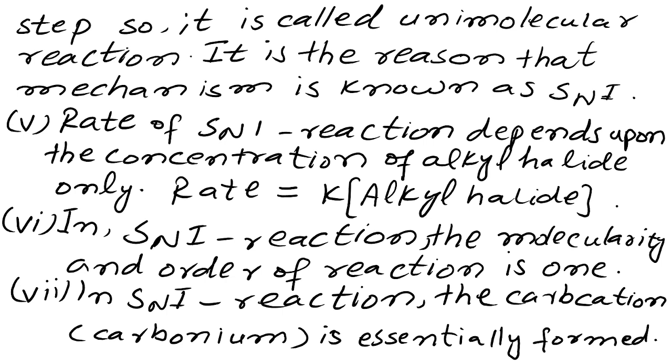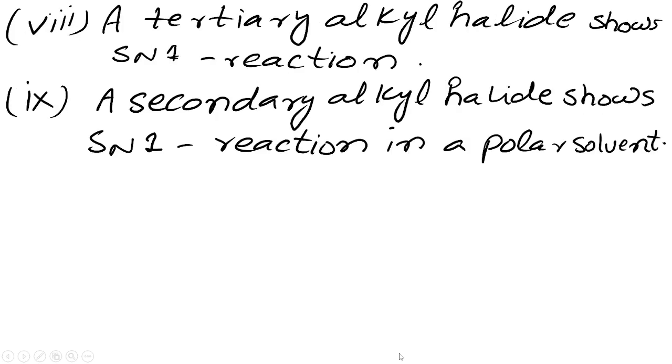Number 6, in an SN1 reaction, the molecularity and order of reaction is 1 because only one molecule takes part in the slow step, and that is the rate determining step. We can define the order of reaction as the reactants participating or involved in the rate determining step. Here in the rate determining step, only the alkyl halide is involved, so the order of reaction is 1 and the molecularity is also 1. Number 7, in an SN1 reaction, the carbonium ion is essentially formed. So here carbonium ions must form. Number 8, a tertiary alkyl halide shows SN1 reactions. Number 9, a secondary alkyl halide shows SN1 reaction in polar solvents.